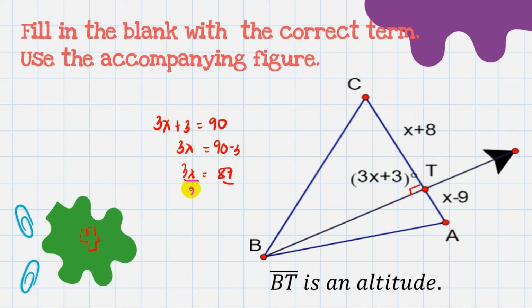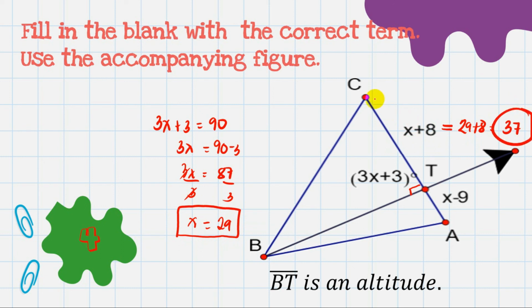Then, divide both sides by 3 to eliminate the numerical coefficient of x. Ayan na, x na lang. 87 divided by 3 is 29. So, yan yung value ng x. Kaya kung pinapahanap po itong measurement ng side, x plus 8 is 29 plus 8. And 29 plus 8 is 37. So, CT is 37. While here, we have 29 minus 9. The answer is 20. Okay.